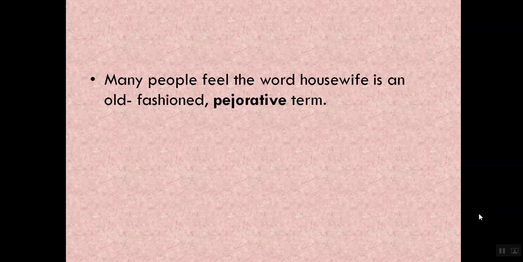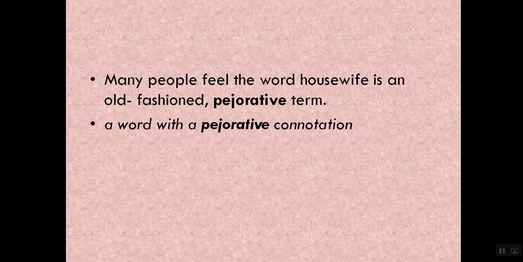Move to the word after. Pejorative. Read the context. Many people feel the word housewife is an old-fashioned, pejorative term. What is the context clue here? Before the commas, we have two adjectives to modify the word term. Term here is a noun. So old-fashioned, and of the same kind we have the word pejorative. So pejorative means something that has the same sense of old-fashioned, maybe. Okay, move to the coming.